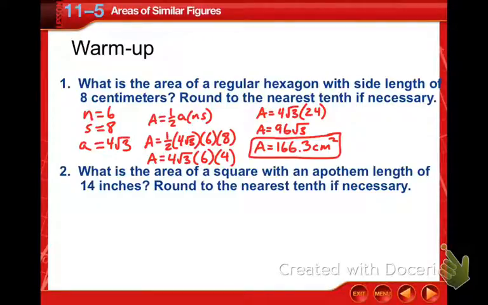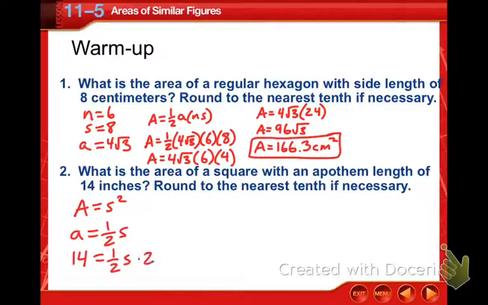Number 2, we have the area of a square with an apothem. Now with a square giving us the apothem, all that means is that is half of our side length. So area for a square is side squared. The apothem is equal to 1/2 of a side length. So 14 is equal to 1/2 of s.